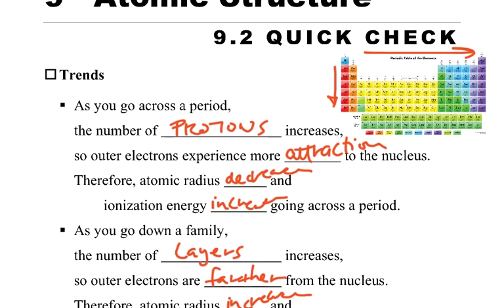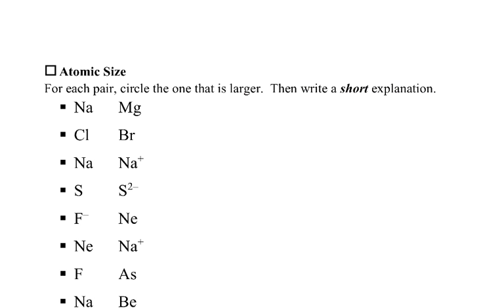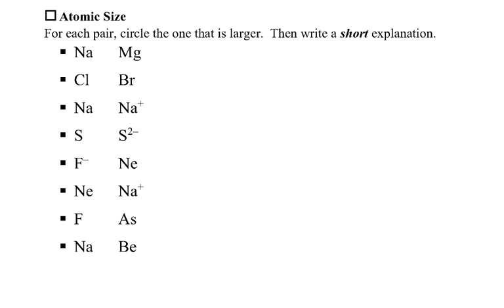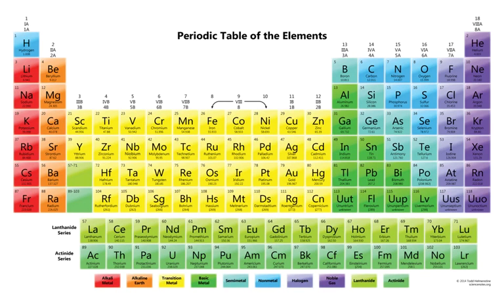So again, going across, you get more protons. Going down, you get more layers. That's important. Okay, the atomic size for each pair. Circle the one that's larger, then give a quick explanation. Okay, sodium and magnesium. Now the idea here is if we're looking at the periodic table, we're trying to pick out what is the relationship between these two. So if we say sodium and magnesium, they're right here, they're next to each other. Okay, so we're saying as you go across, there are more protons making it smaller.